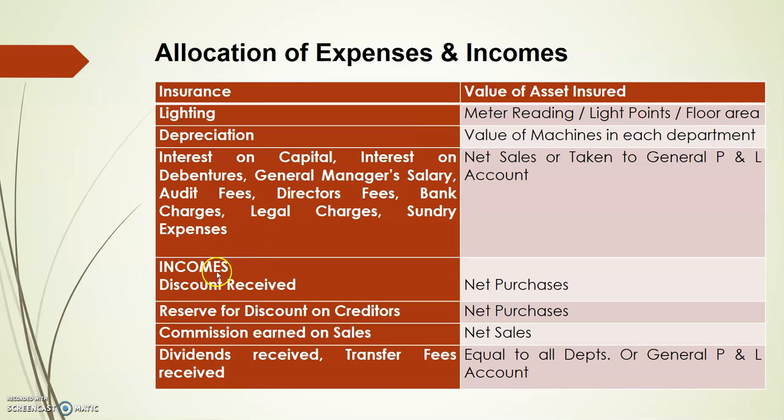Okay, coming to incomes. Discount received is definitely related to purchases, so that is allocated based on net purchases. Then reserve for discount on creditors. Creditors arise because we purchase goods on credit basis. That means it depends on purchases, so the basis is net purchases. Commission earned on sales: sometimes we may sell on behalf of some other business or firm, for which we get commission, and that will be based on net sales.